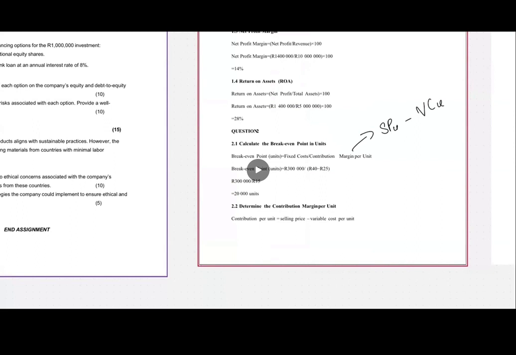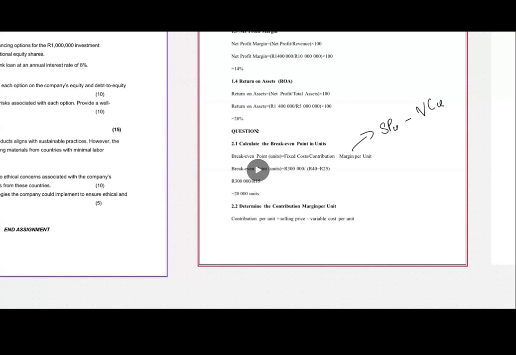Okay. Then determine the contribution margin per unit. Like I said, the contribution margin per unit is your selling price per unit minus your variable cost per unit. We know those amounts to be 40 and 25. So that's 40 minus 25 to give you 15, and that's your contribution per unit. And that's question 2.2 answered.